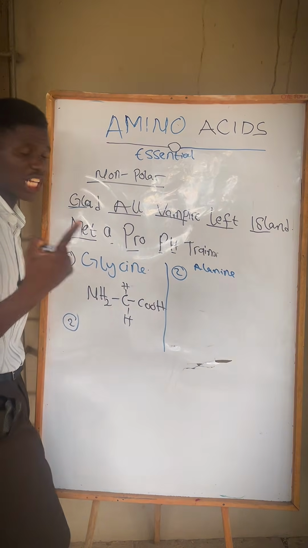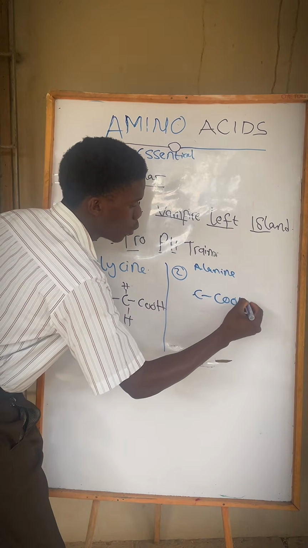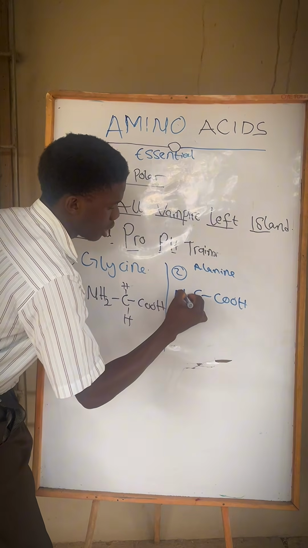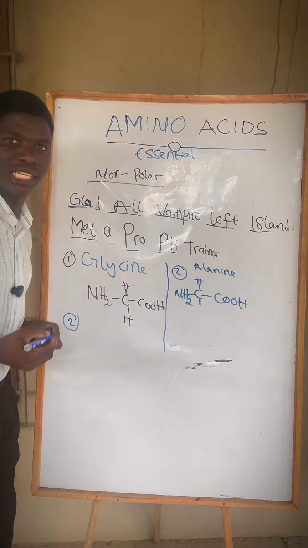The first thing is what? Our backbone, which is COOH, NH2. We have H here. Now alanine is the second guy.